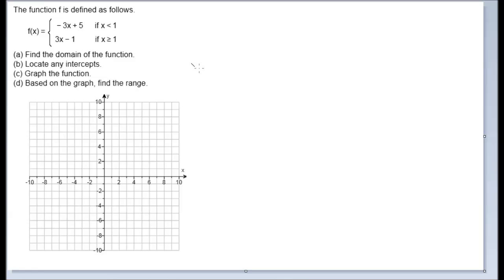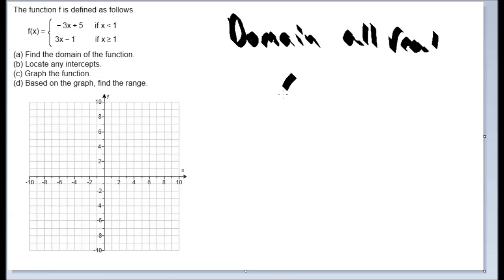So you can actually say that the domain is all real. Now in interval notation, that's minus infinity all the way to infinity. Those are funny infinity signs, I know, but that's how you do that. It's a comma right there. Okay, that's how you find the domain.